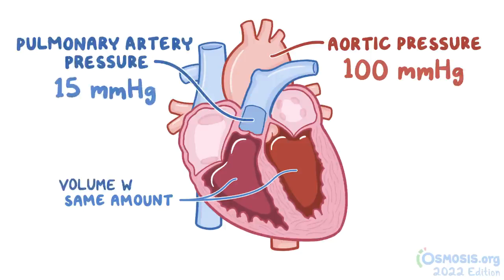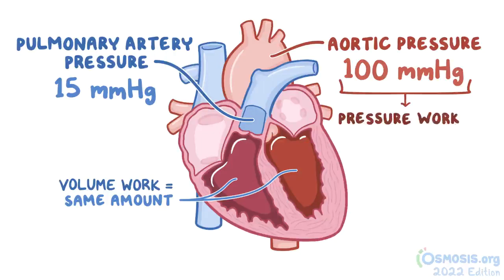So although the volume work of both ventricles is the same, the pressure work of the left ventricle is greatly increased. So normally, the left ventricle wall is thicker than the right ventricle wall because it performs more pressure work and therefore requires more oxygen.